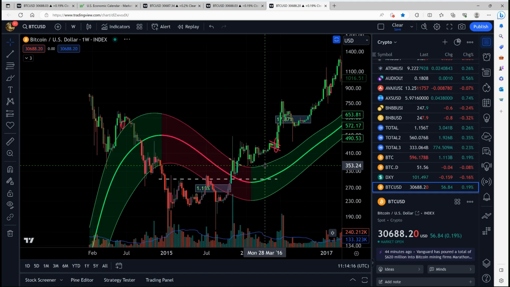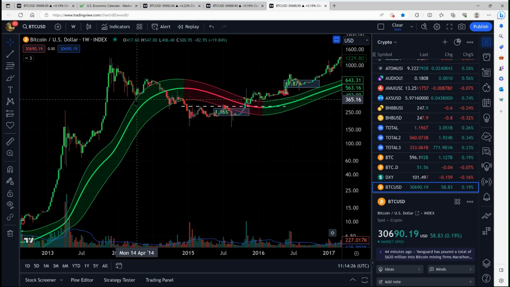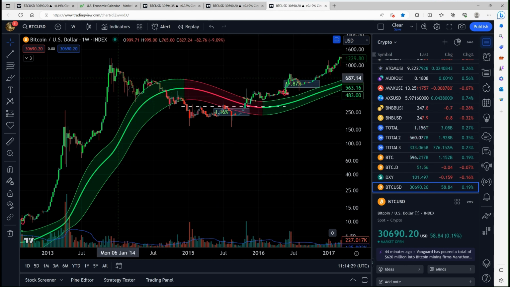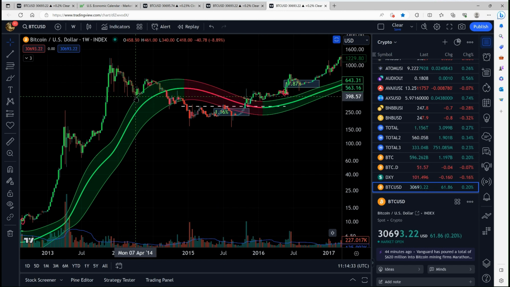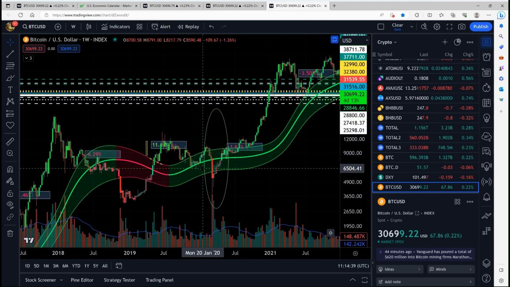Now, I've shown in previous videos we are not actually retesting the top of the Gaussian channel. What we're in fact doing is retesting support that we previously had coming down from the previous all-time high. That's what we did here, and that's what we did back here.